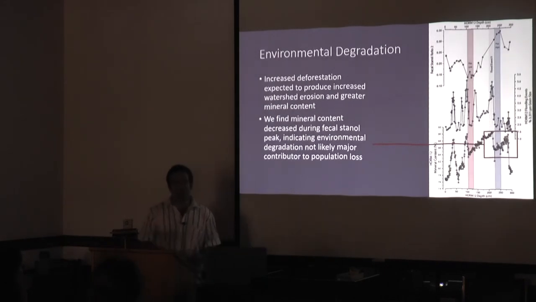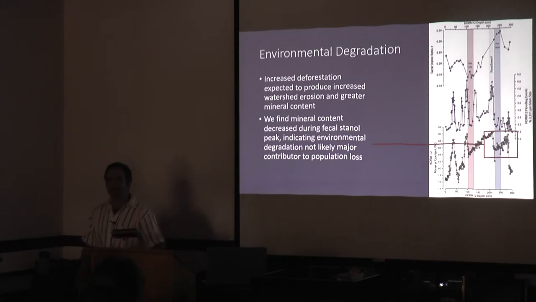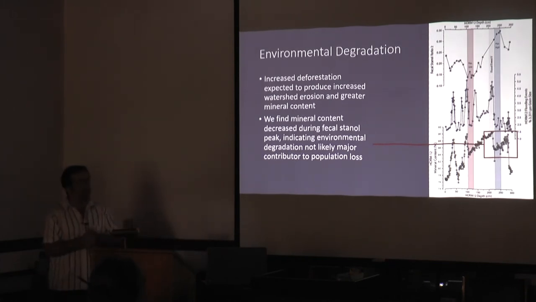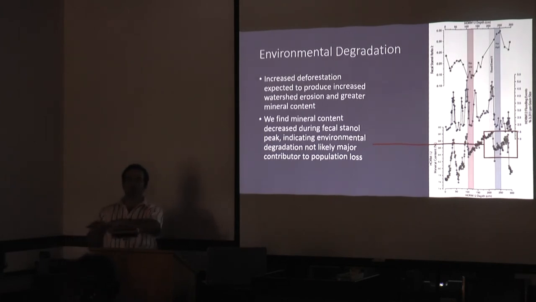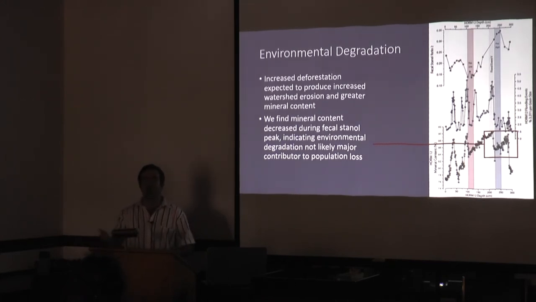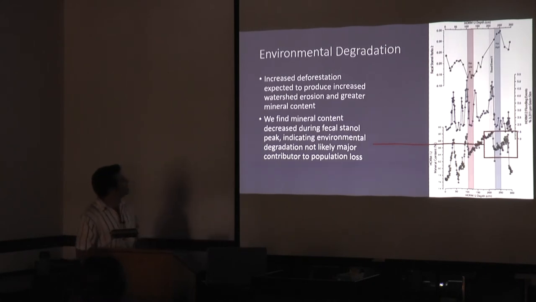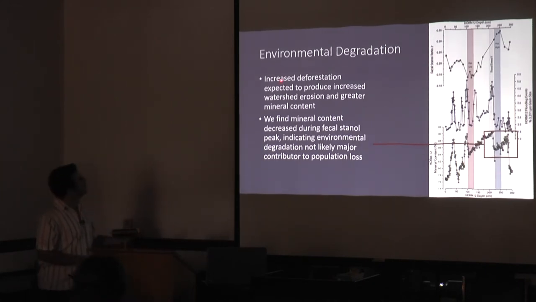Moving on now to environmental degradation, it's been suggested as well that perhaps people at Cahokia deforested the region, which led to problems with erosion control, and that forced people to just pack up and leave. So if there was increased deforestation, we would expect there to be increased watershed erosion, which would lead to a greater mineral content in our lake sediment.